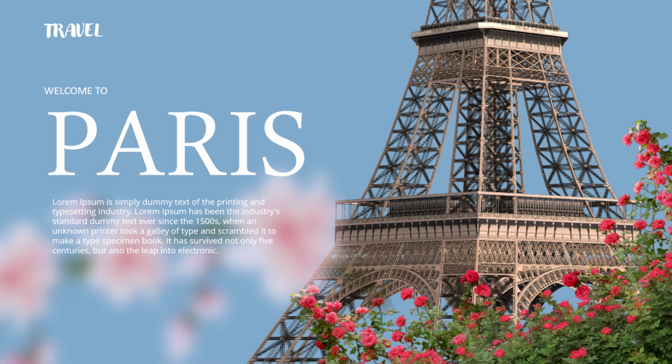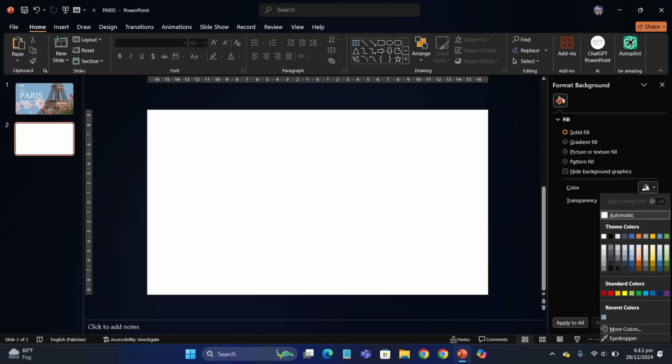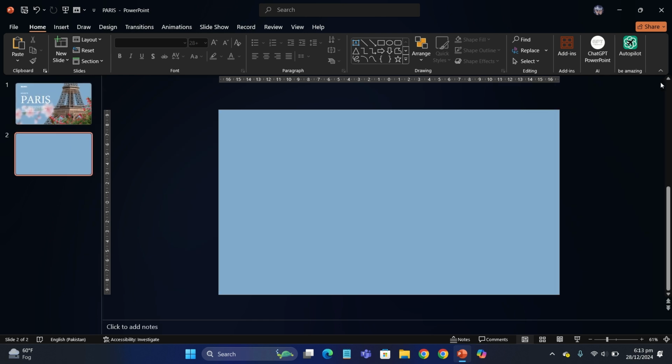So in this video, I'll show you how to make this amazing PowerPoint template in just 1 minute. So let's begin. You can download this free template from the link in the description. So first of all, go to the format background and use a light color.